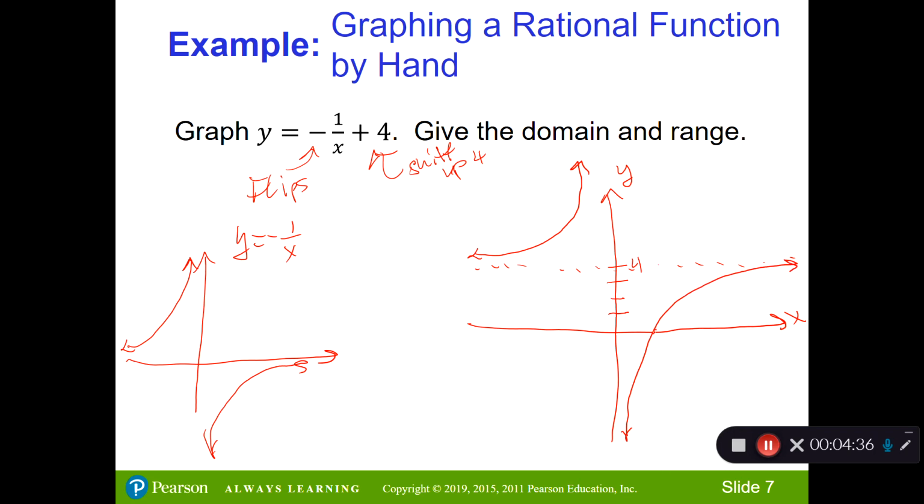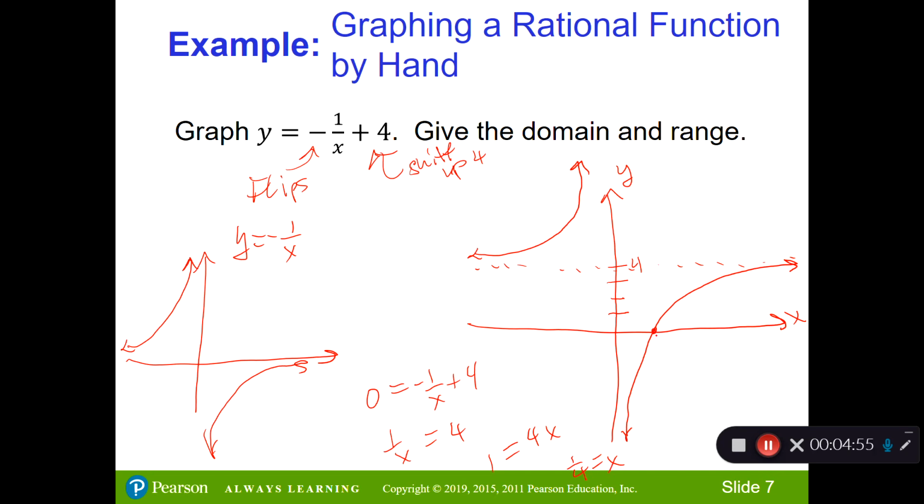Now if I want to find this exact intercept point, I would set this equal to 0. So I would go 0 equals negative 1 over x plus 4. Add the 1 over x to the other side. Cross multiply. And then divide by 4.